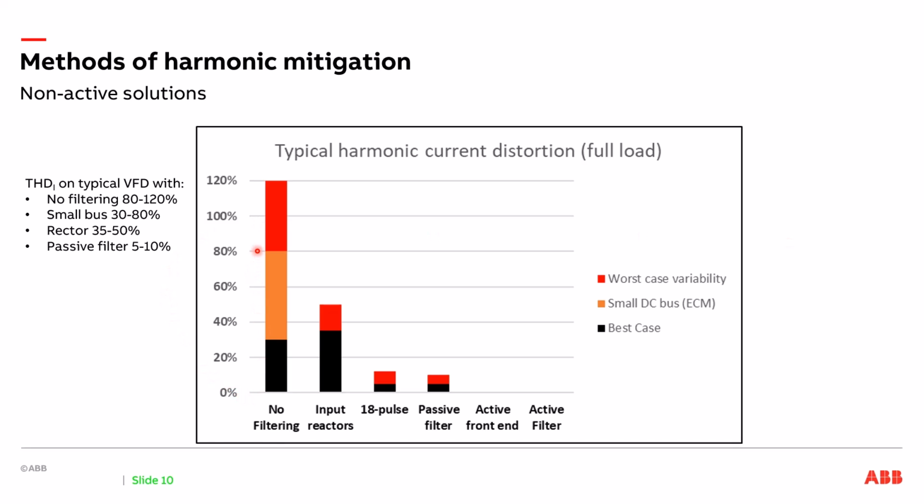So if I have a typical drive and it's got no harmonic mitigation at all, I'm typically going to be in that 80 to 120% current distortion. So those are very significant numbers for a drive with no mitigation at all. You'll see I've got this other area right here. Sometimes what drive manufacturers might try to do is cheat a little bit, and they undersize their DC bus capacitor so that way they can't gulp as much at a time.